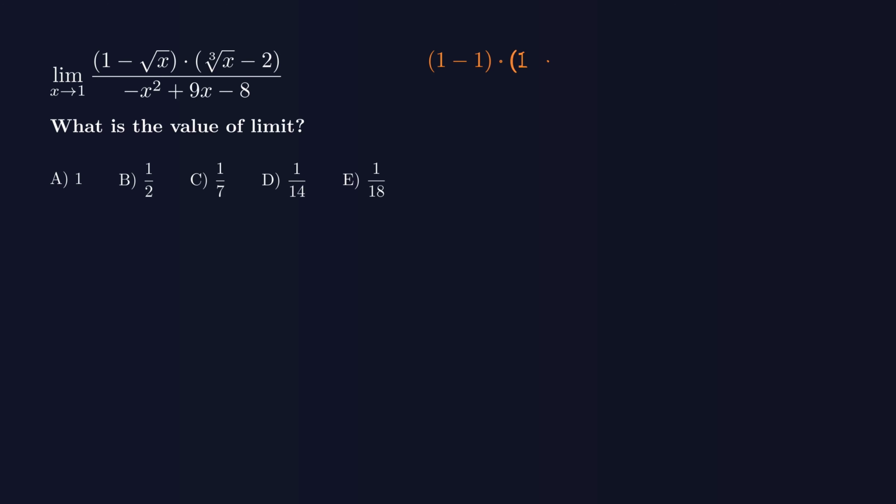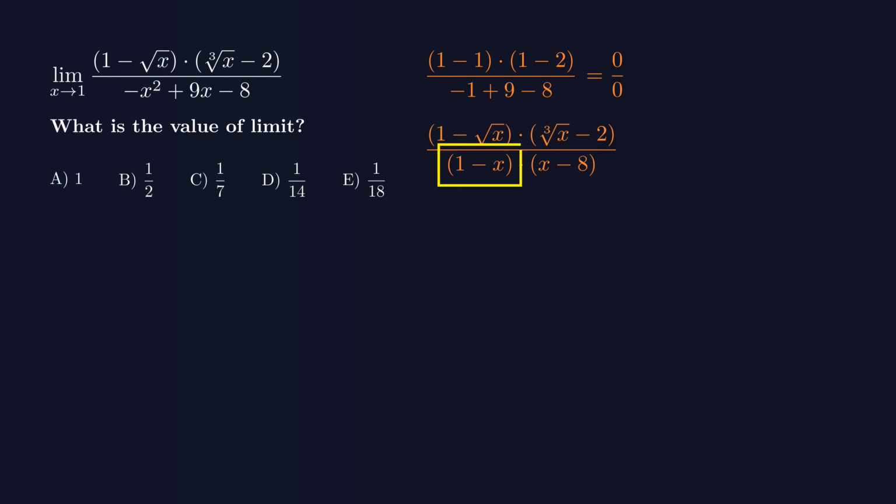When we plug in x equals 1 into the expression, we get 0 divided by 0. So now, we'll look for a way to simplify this expression. The denominator can actually be factored quite easily. It can be written as 1 minus x times x minus 8. Right now, nothing cancels out.